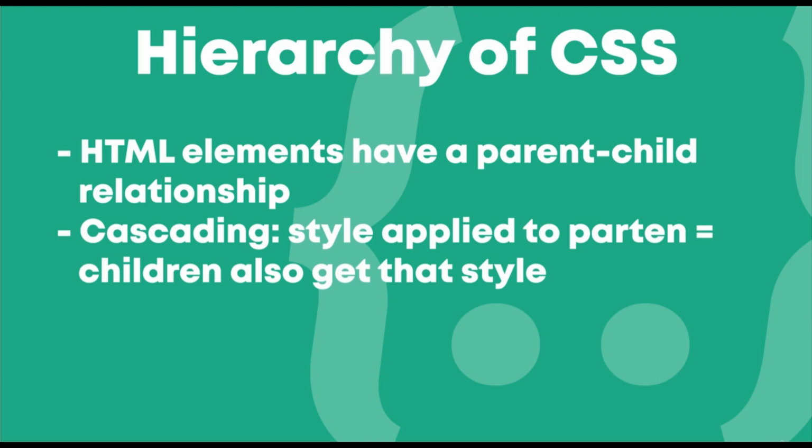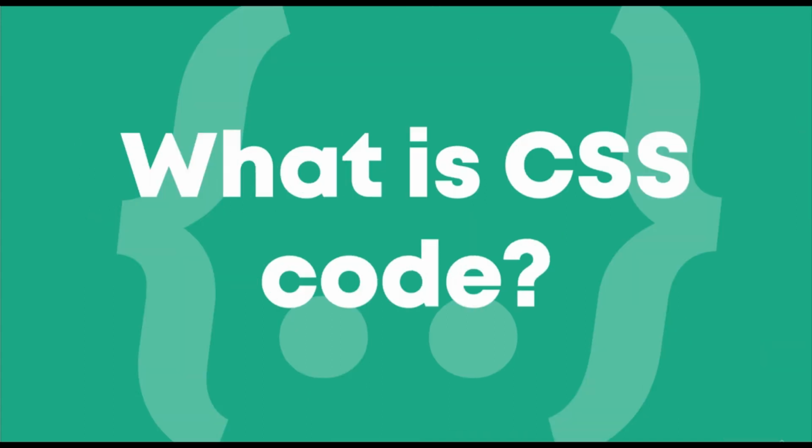Cascading in CSS stands for the fact that CSS makes use of this hierarchy such that when a style is applied to a parent element, all the children of that element will have the same style, unless a different style is specified for any of those child elements. Alright, so now you have a good idea of what CSS code is used for and where you can put it. But what is the actual CSS code?